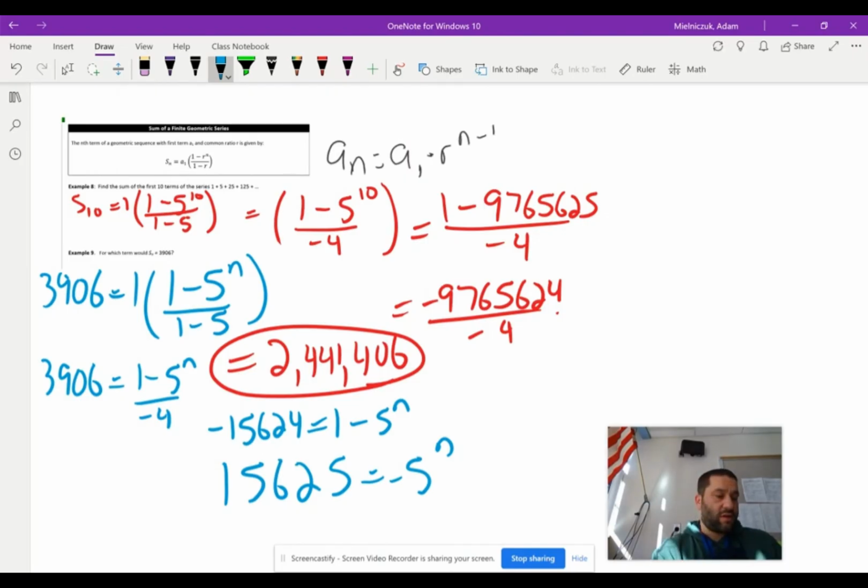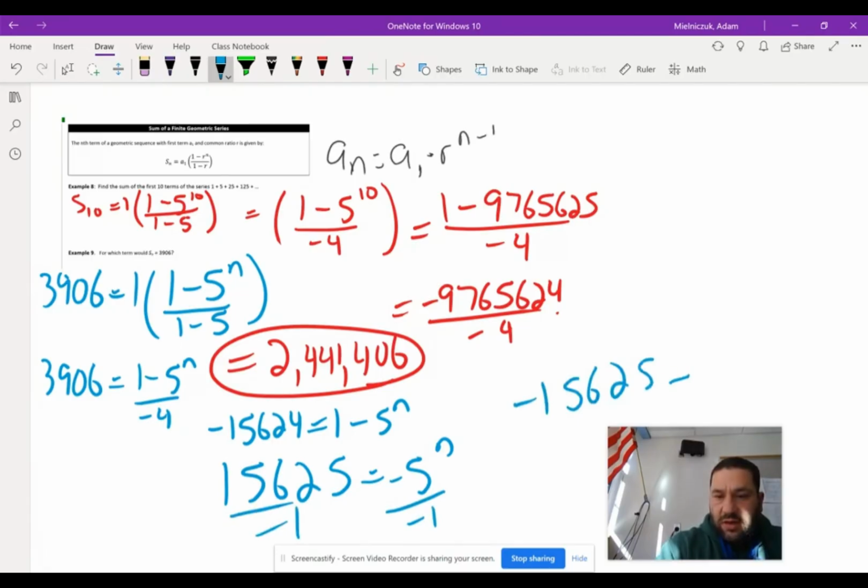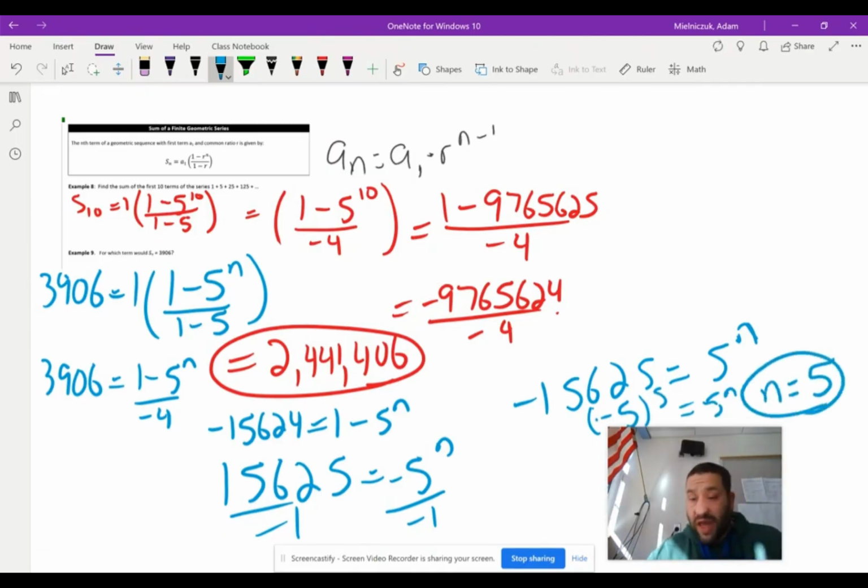What would we do from here? Let's think about this. Okay, from here, I would divide both sides by negative 1 to get negative 15,625 is equal to 5 to the n. And what you will see is that if you turn this into negative 5 to the 5th, that'll equal 5 to the n. Therefore, n must equal 5. That was a tough problem because of those negatives. If I confused you or if I skipped any steps there, let me know and we'll go over this together in class.